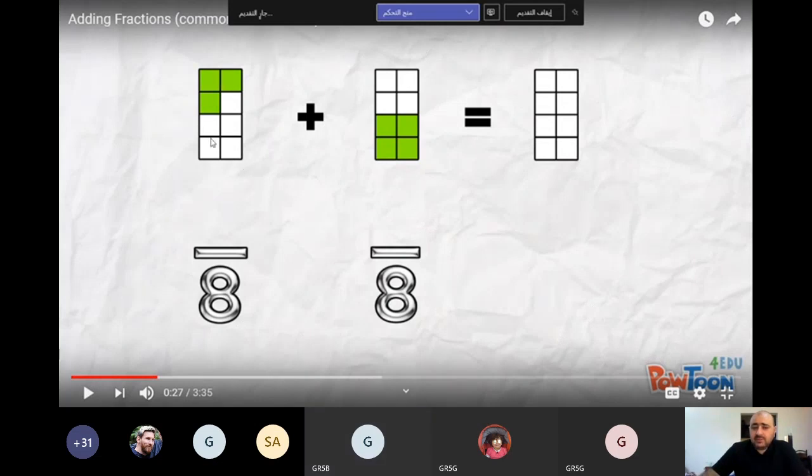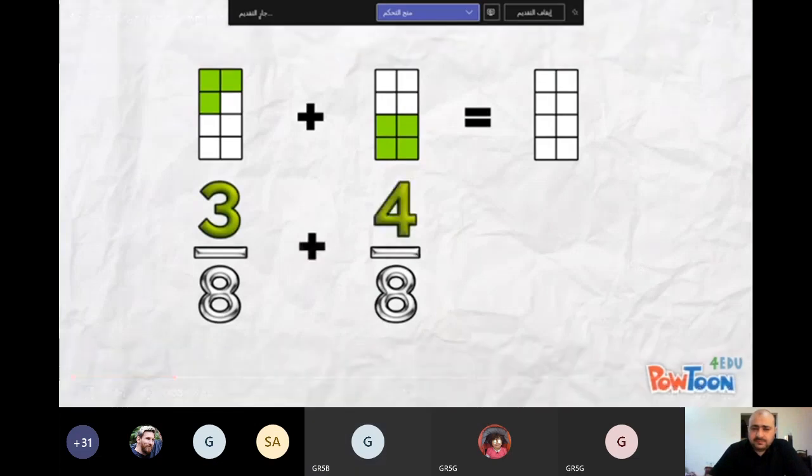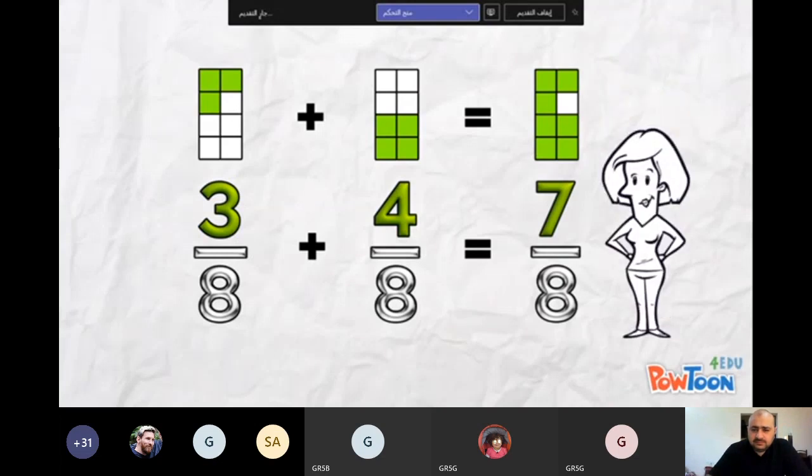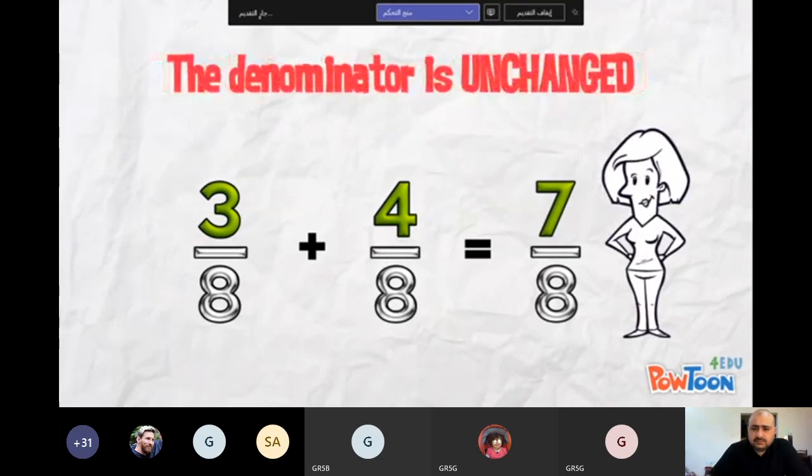Here we have the whole number 8, and here we have the whole number 8. And look at the answer. We have 8, not 16. So in the answer we count the parts to find out how many parts we've got, and that's going to be our numerator. 3 plus 4 is 7 parts out of 8. If I remove the model and we just focus on the fractions, you can see the denominator is unchanged. It stays as parts out of 8.